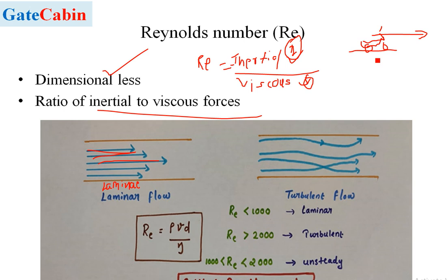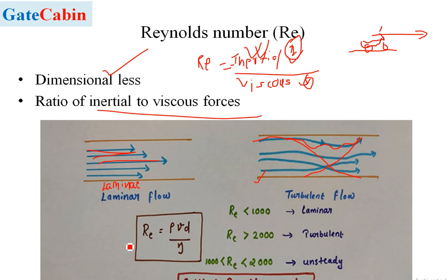Friction plays a much less important role because the tire is moving at a very high speed. Similarly, when the fluid particles move at very high speed, they lose their order and start moving randomly in an irregular pattern from one place to another. So when inertia forces are very strong, the flow becomes turbulent in nature. The particles move randomly in any direction. That is one of the most important things.